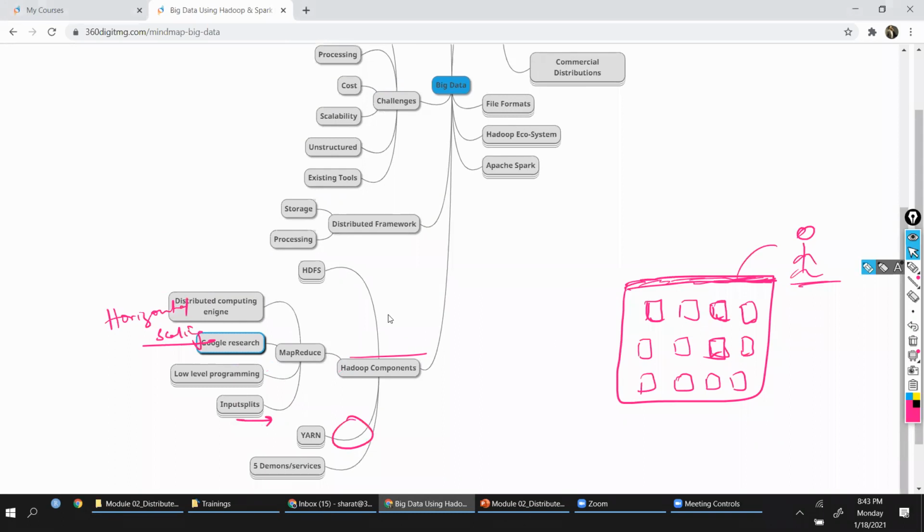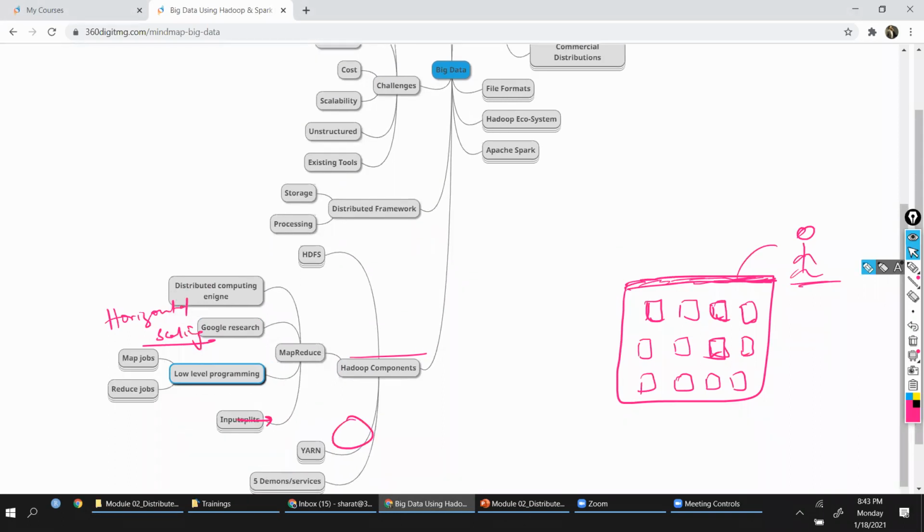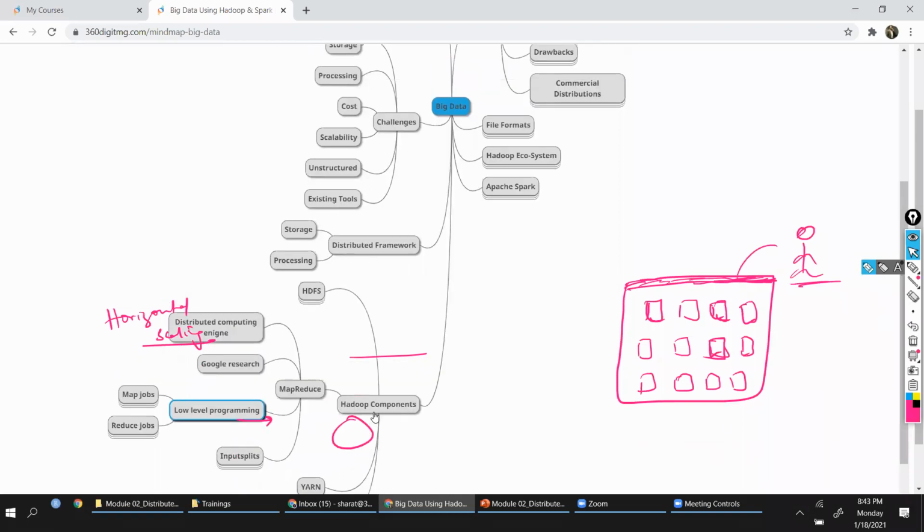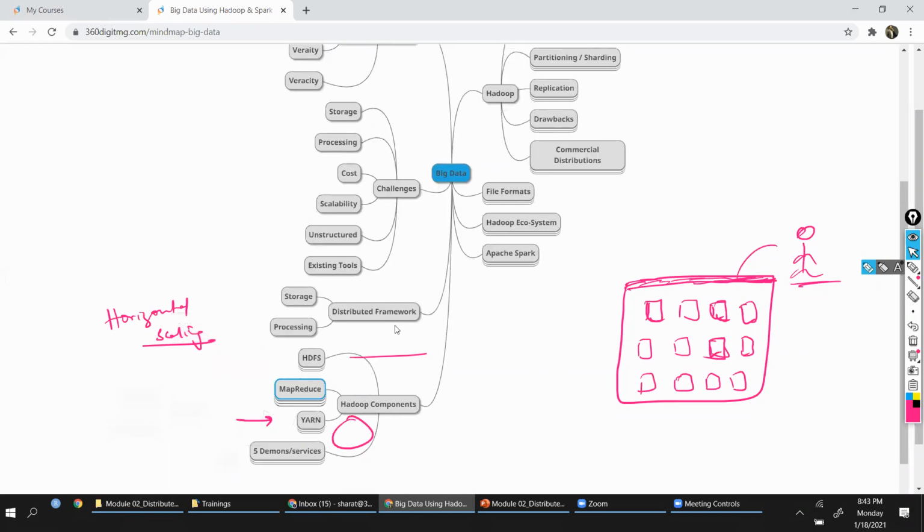And the challenge with MapReduce is that it is a low-level programming language, and we basically have two parts, map jobs and reduce jobs. We'll discuss this again in detail. And there's a concept called input splits also. This is about the MapReduce concept, one of the components of your distributed computing framework.